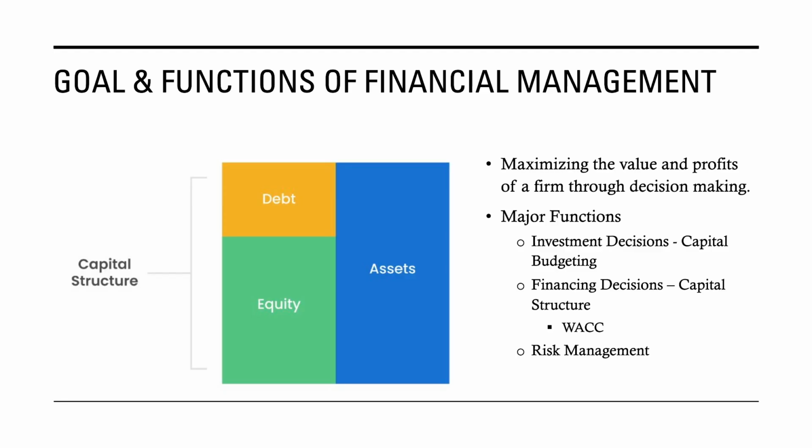It's ensuring that we have a good mix of debt and equity to fund its assets. It's aiming to obtain the lowest weighted average cost of capital while also managing the risk associated with having debt. Third function we'll cover is risk management. This also plays a role in the previous two functions, but as a function itself, it's important to understand the risk associated with certain decisions, whether that's taking on more debt or taking on certain projects.